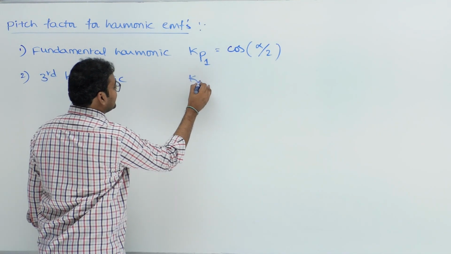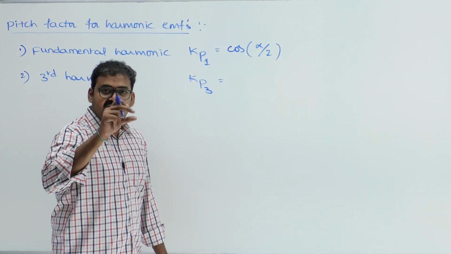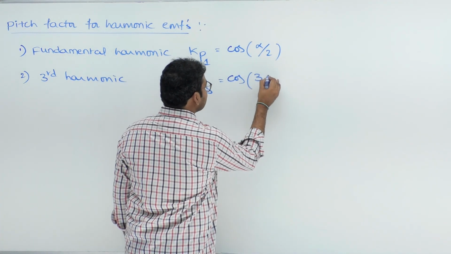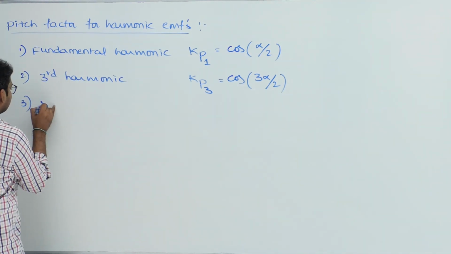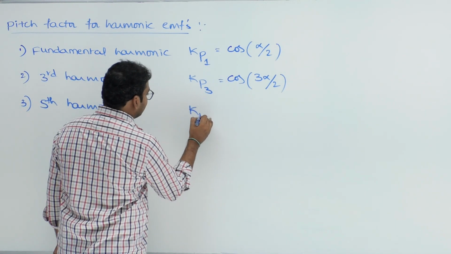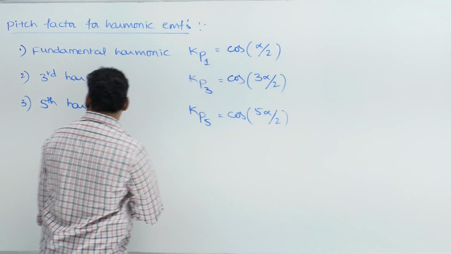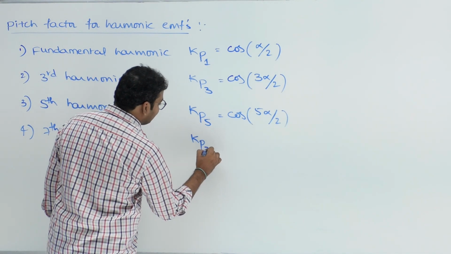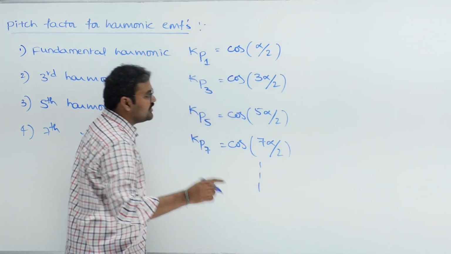Third harmonic pitch factor, let me write it as KP3. If the fundamental space angle is alpha, then the third harmonic space angle will be simply cos 3 alpha by 2. That's all. Similarly, what is the pitch factor for the fifth harmonic EMF component? Yes, fifth harmonic KP5 is cos 5 alpha by 2. Similarly, for the seventh harmonic component, KP7 is equal to cos 7 alpha by 2. Therefore, the order will continue.